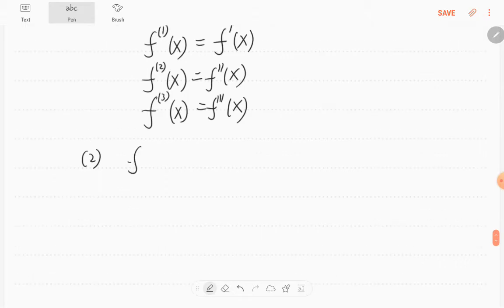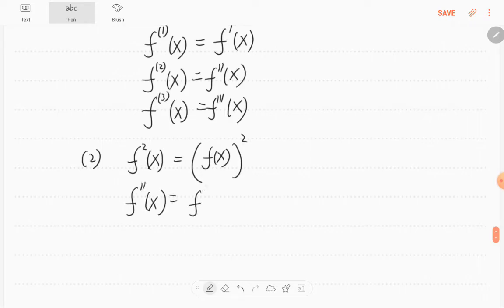Here are some other notations. Sometimes you will see f squared. What does this mean? It means the function f, then take the square of the whole function, and the double prime is the second derivative.